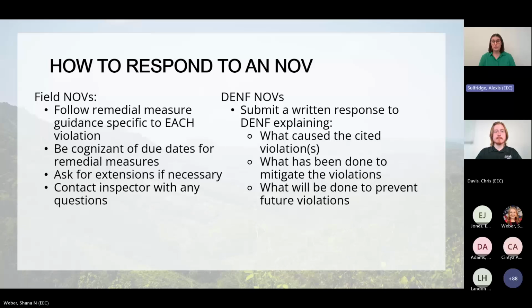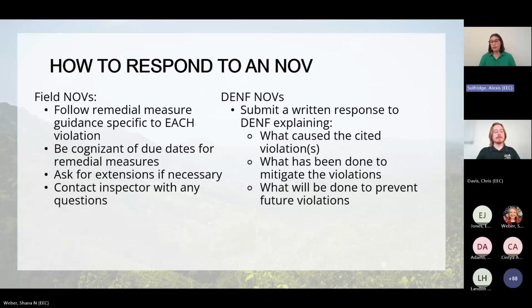These field NOVs are going to refer to anything that an inspector issues you after an inspection or an investigation on site. So air quality, waste management, Division of Water. These come directly from their field offices. So you're going to want to follow the remedial measure guidance specific to each violation. So please pay attention to that. Some violations cited are very similar, and the remedial measures may be the same for two notices or two violations in a single notice of violation.